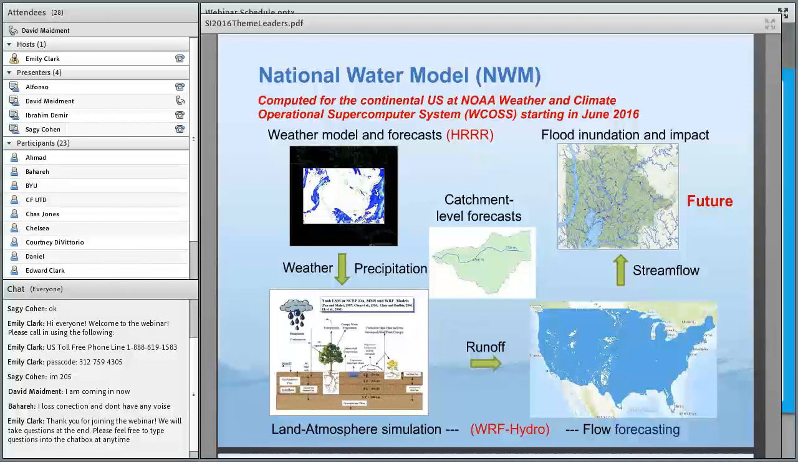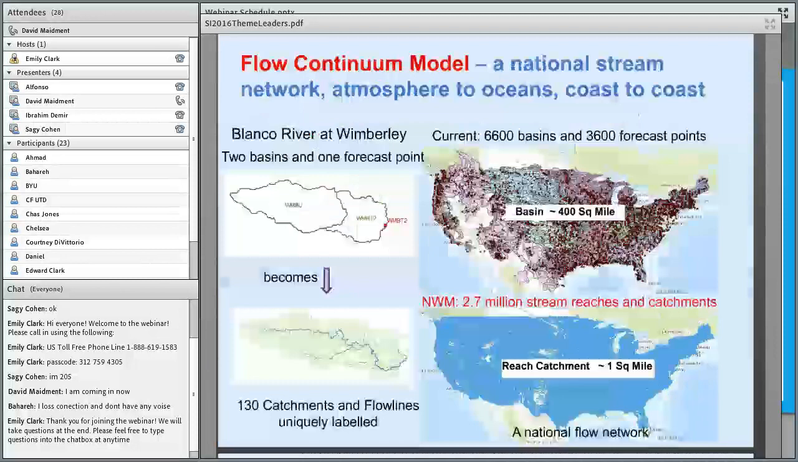And in the future, the idea is that this will then be linked to flood inundation mapping and impact, although that is not yet part of the National Water Model. And so a significant part of what we will be doing for the Summer Institute is in helping to build a basis for flood inundation mapping and impact in the future.